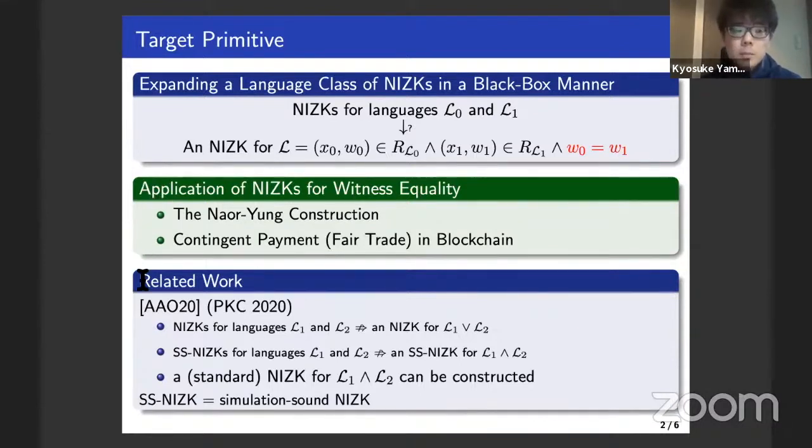This type of black box language extension work was initiated by Abe et al. in PKC 2020, and they showed some negative results on it. However, they only considered simpler languages, so the language which includes witness equality is not covered by their work.